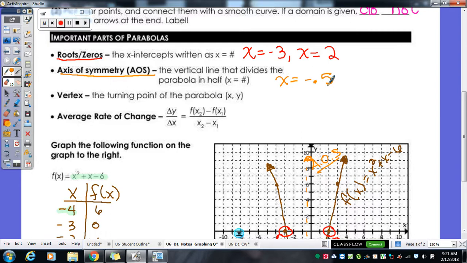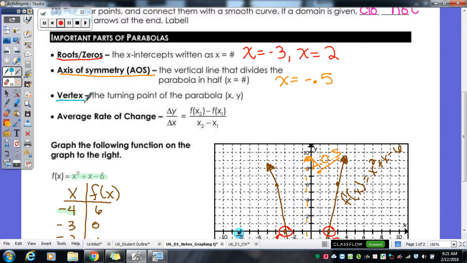It's not always going to be a decimal. A lot of times it's going to be a lot easier for you to find, and it'll be right through the middle at a whole number. But again, your axis of symmetry has to be written as x equals. It is a line. It is an imaginary vertical line. It needs to be written as a line, so you need to have the x equals for that.